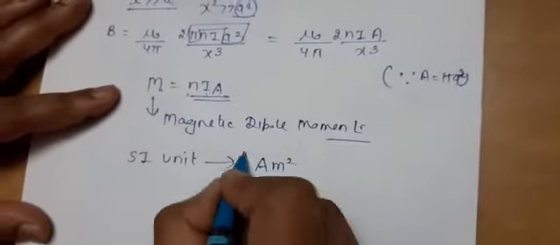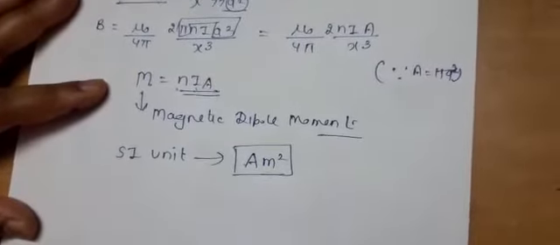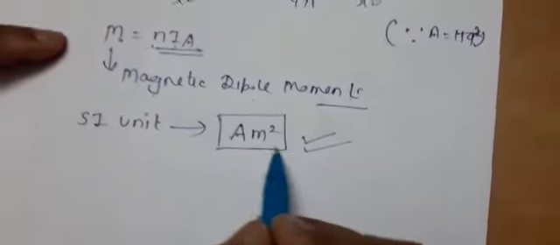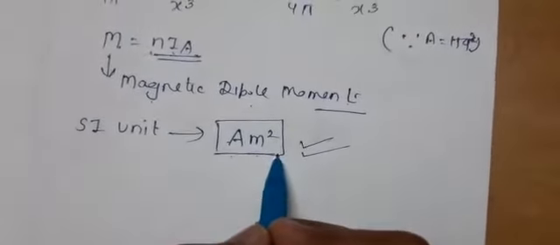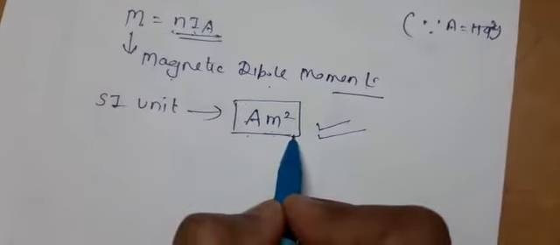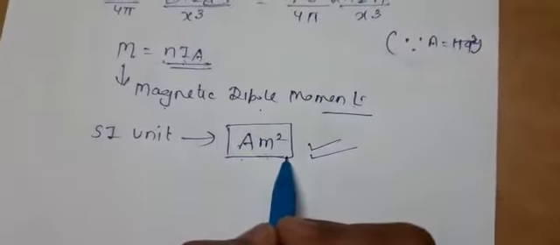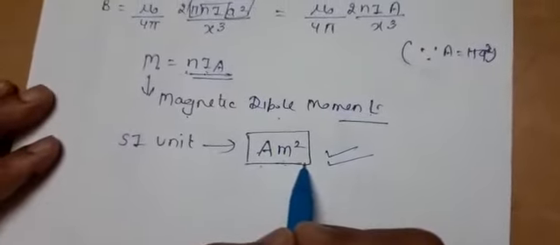So meter square, not meter, meter square. So magnetic dipole moment, this was introduced from here, this is ampere meter square. Although this concept will be introduced in the later magnetism part of this same unit, so there we will discuss it in detail.